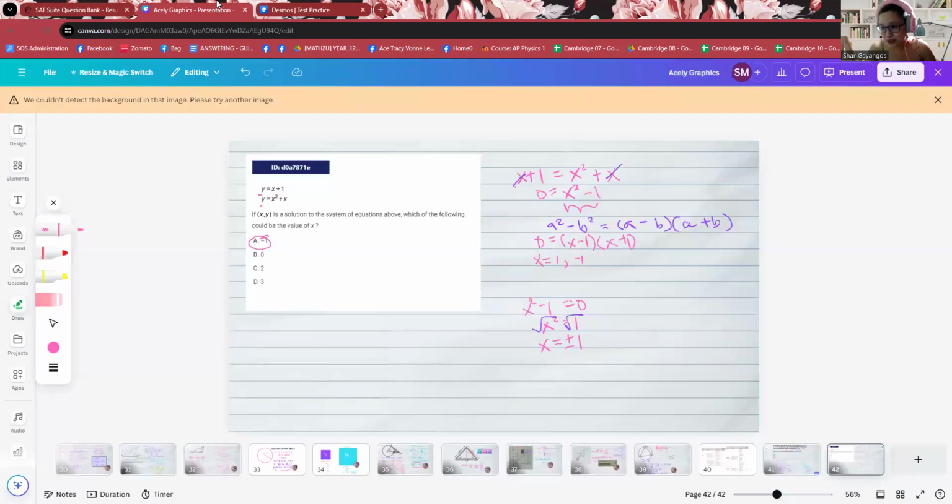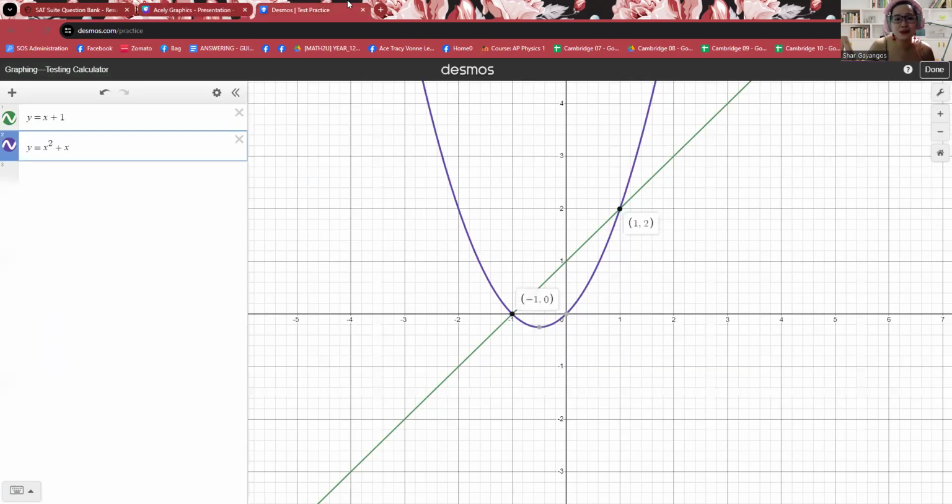So I hope that helps you solving equations algebraically and also utilizing what is already available during the test, which is Desmos. I highly recommend practicing using Desmos as well, and at the same time mastering your basics. And I hope this helps.